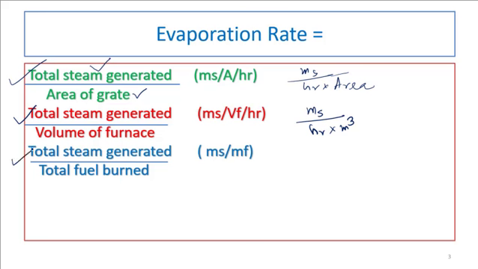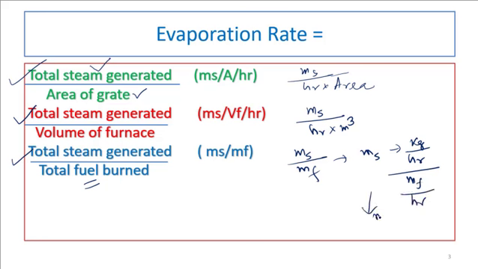And the other way, you can do total steam generated divided by fuel burnt. So in this case ms divided by mf. The ms unit is, say, kg per hour, and it is divided by the mass of fuel supplied, mf, also per hour. So it will be ms divided by mf: kg of steam produced per kg of fuel burnt.